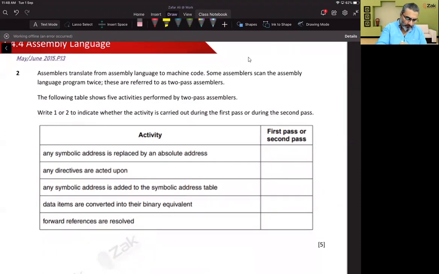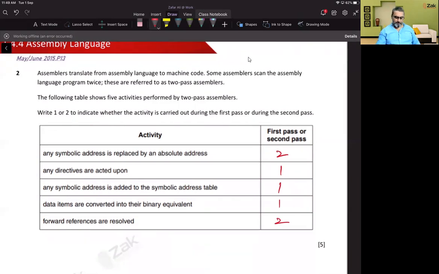So, any symbolic address is replaced by an absolute address. That is second pass. Any directives are acted upon. This is 1. Any symbolic address added to the symbolic address table. This is pass 1. Data items are converted into their binary equivalent. 1. Forward references are resolved. 2.